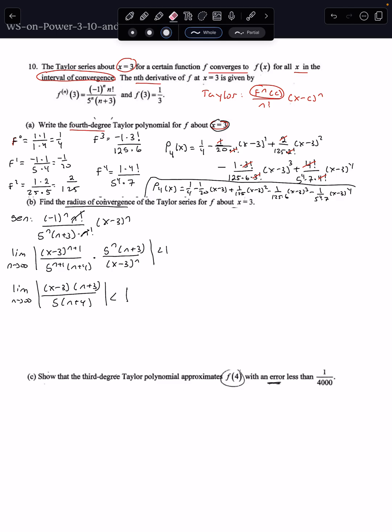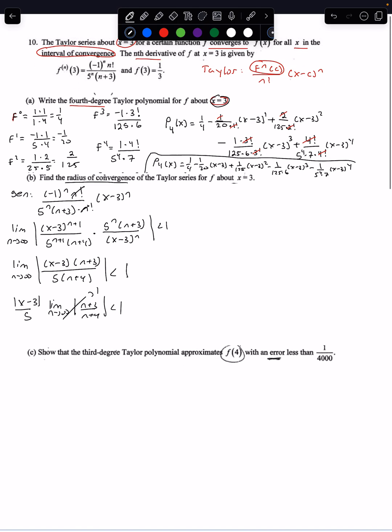Factor out anything that does not have an n to it, and that's going to give me this x minus 3 over 5 times the limit as n goes to forever of n plus 3 over n plus 4. See how exciting this is? That's going to be less than 1. And that's going to give me the absolute value of x minus 3 over 5 is less than 1.